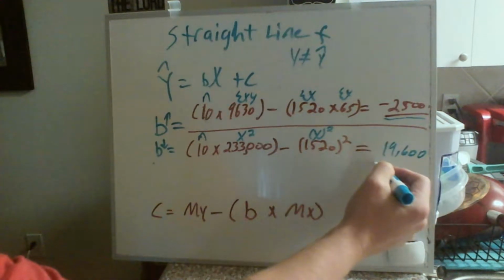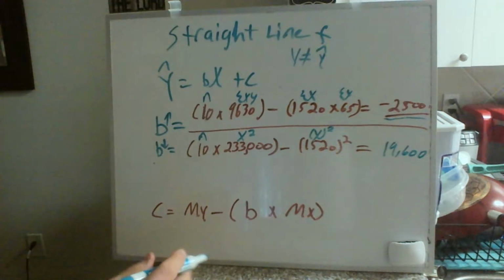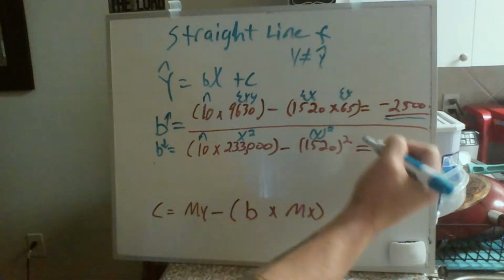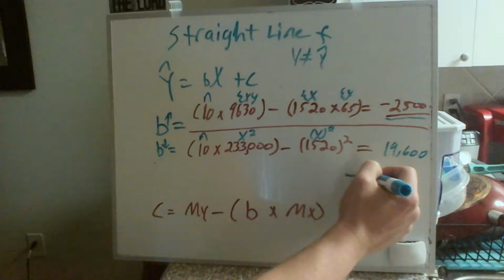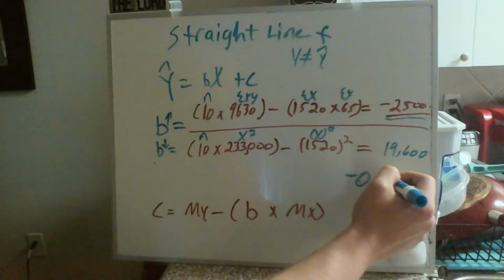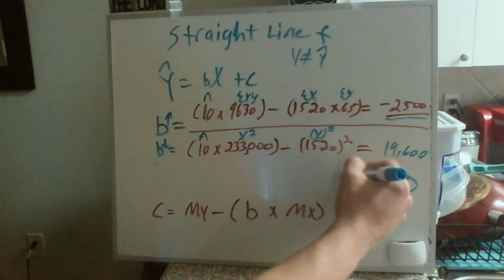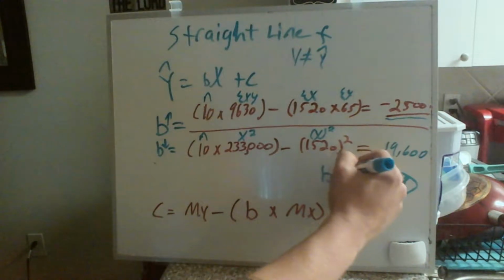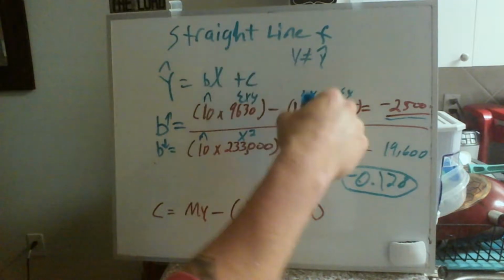And so what do we do? We divide these two numbers, and that gives us 0, put a 0 there, 1, 2, 8. And here's your b. Right? So now we figured out b.